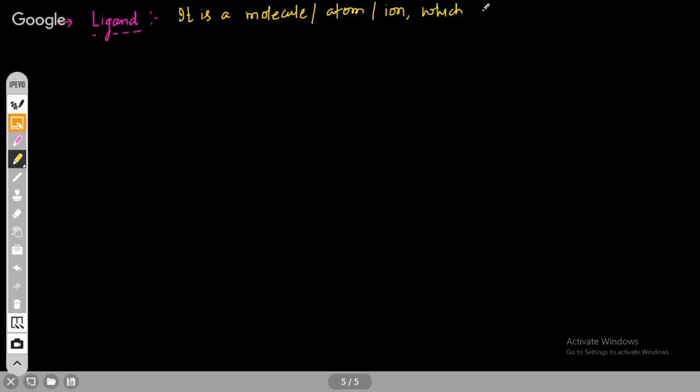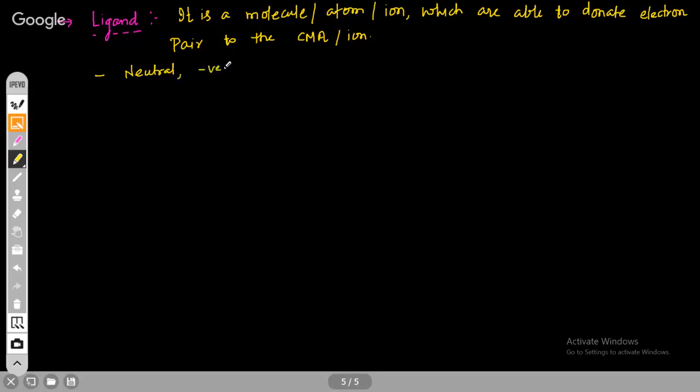which are able to donate electron pair. Take care of this thing. I'm talking about electron pair, not electron. Which are able to donate electron pair to the central metal atom or ion. These ligands can be neutral, they can be negatively charged, or they can be positively charged. All three possibilities we have here.